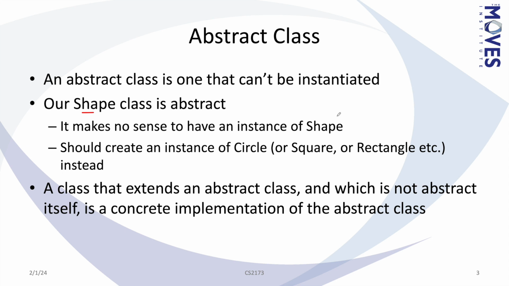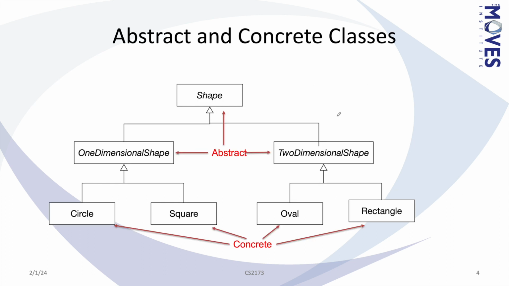So if we extend or subclass an abstract class, and it's not abstract, then it's a concrete implementation, and that's something we can instantiate. So here's kind of an expansion. This is the book's example, and it uses the same convention. Italics ones are going to be abstract, and the non-italic are going to be concrete.